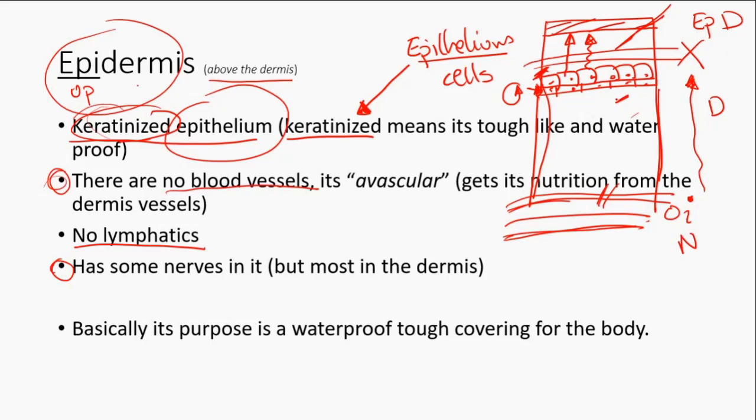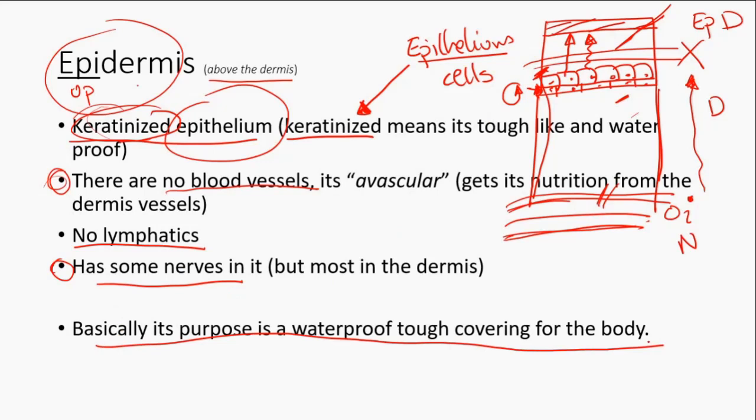That's a lot of physiology, but I just want to make it a little bit more interesting so you're not just memorizing words. But the point to take home is that your epidermis doesn't really have anything inside it other than a few nerves and some cells that are slowly becoming drier. It's essentially just a waterproof, tough covering for the body.